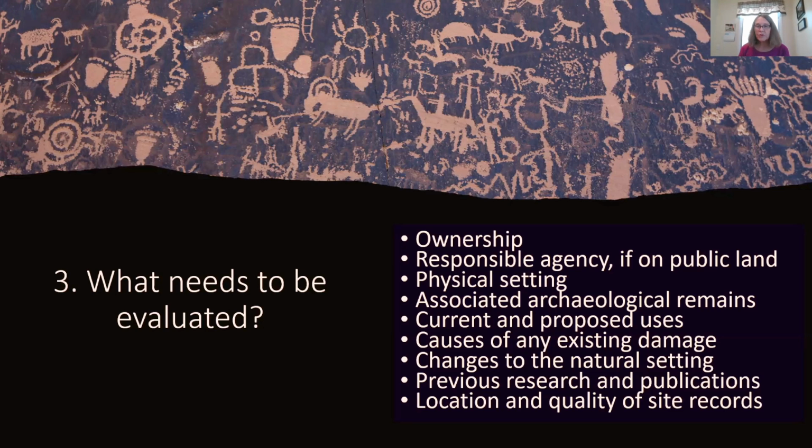Current and proposed uses. If you're in a national park, the current and proposed use is for people to come and enjoy the national park. But if you're on Forest Service or Bureau of Land Management land, you have multiple use management. So there's going to be other things like mining and grazing and tourism and logging that all have to be taken into account.